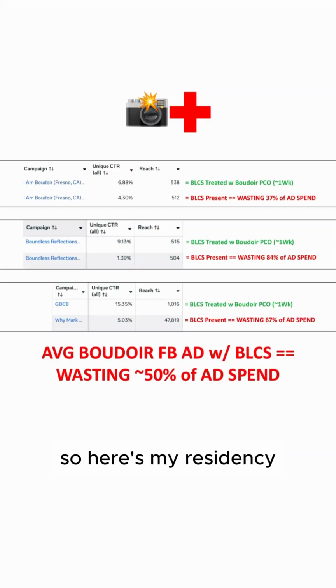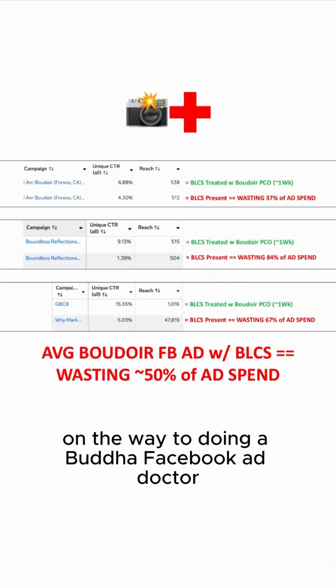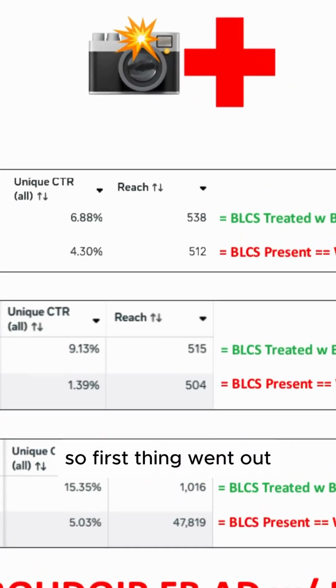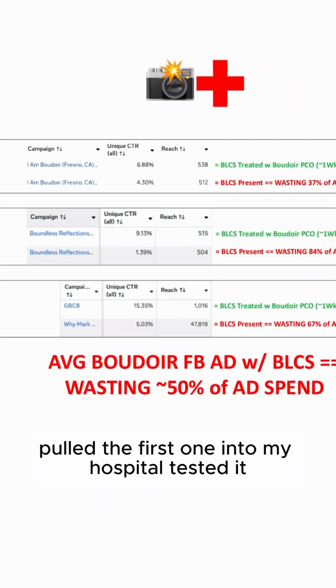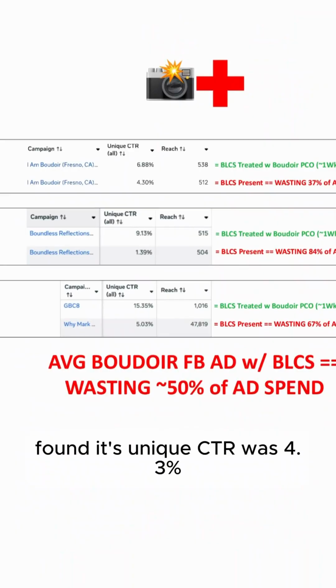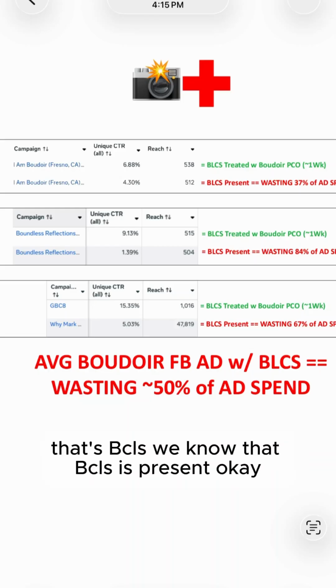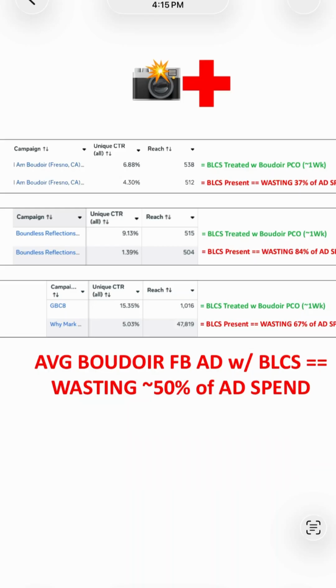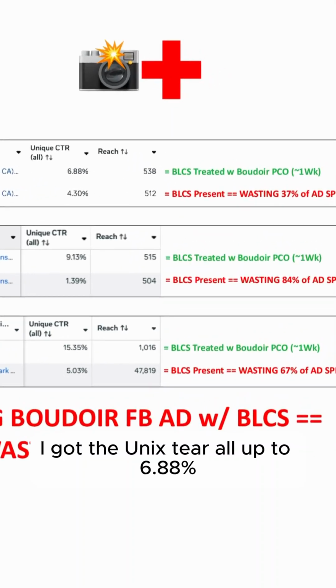So here's my residency on the way to doing Boudoir Facebook ad doctor. So first thing, went out, found some Boudoir Facebook ads out there, pulled the first one into my hospital, tested it, found its unique CTR was 4.3%. That's unique CTR under 6%, that's BLCS. So we know that BLCS is present. So duplicated it, treated with Boudoir Pico, took about a week, and got the unique CTR up to 6.88%.